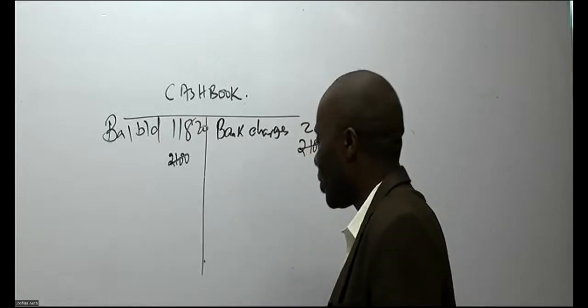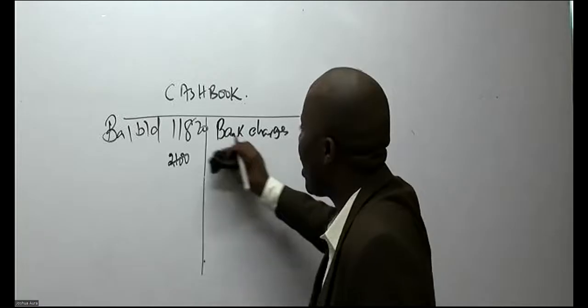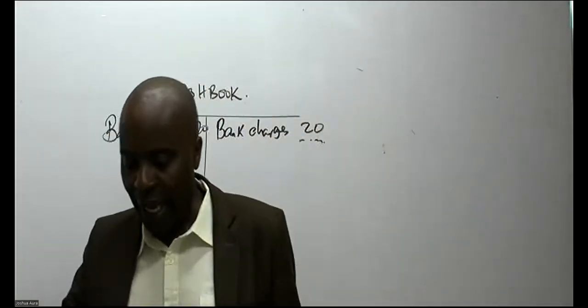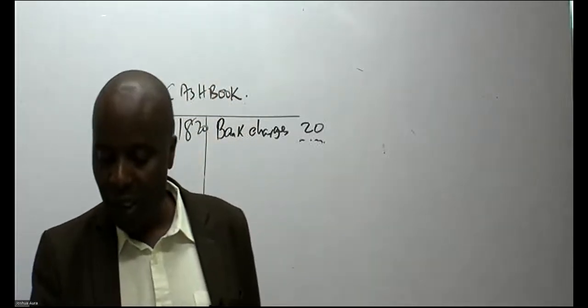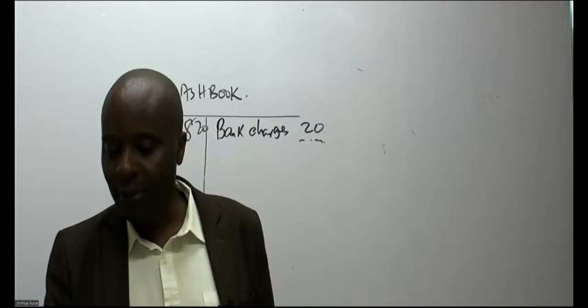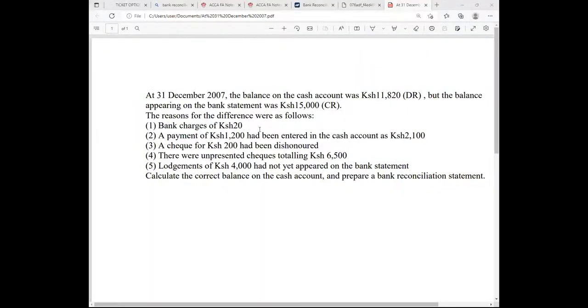But now, why should I really do that? A good student will come and tell you that whenever there are discrepancies in the cash book because of an error, go ahead and give us that difference. What is the difference here? A payment of 1,200 has been entered in the cash account as 2,100. So first of all, give me the difference between the two. It is 2,100 minus 1,200, isn't it? That difference is the error. So the error is 900.